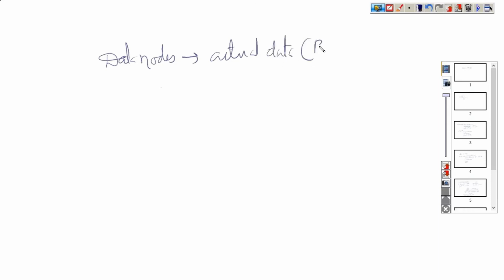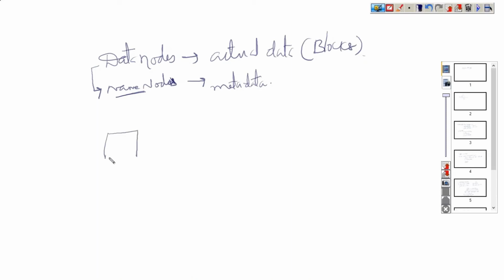What is the meaning of the blocks? The data nodes will look after the blocks. Is the name node directly communicating with the blocks? No, it doesn't communicate. Data nodes will update the name node about the block information. That is called metadata. Okay, that's what we have.